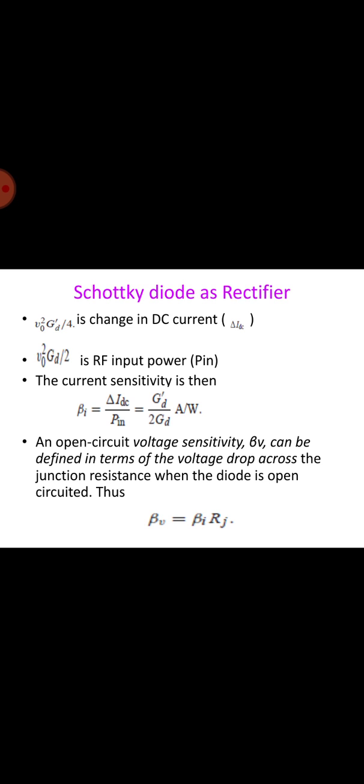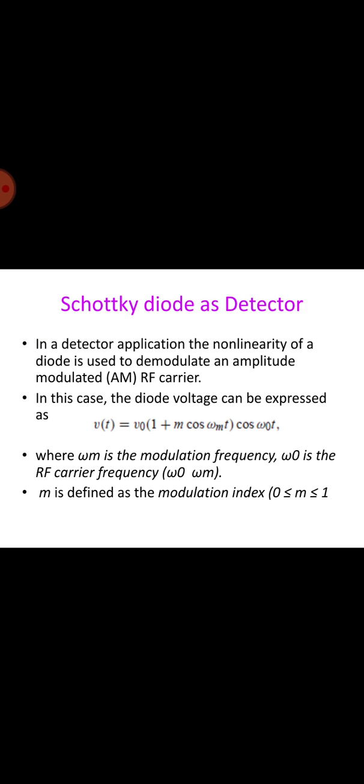So therefore the current sensitivity is then given by beta I is equal to delta IC divided by Pin. So this is equal to GD dash divided by 2 GD, in units of A by W. And the open circuit voltage sensitivity beta V can be defined in terms of the voltage drop across the junction resistance when the diode is open circuited. Thus, beta V is equal to beta I into RG.